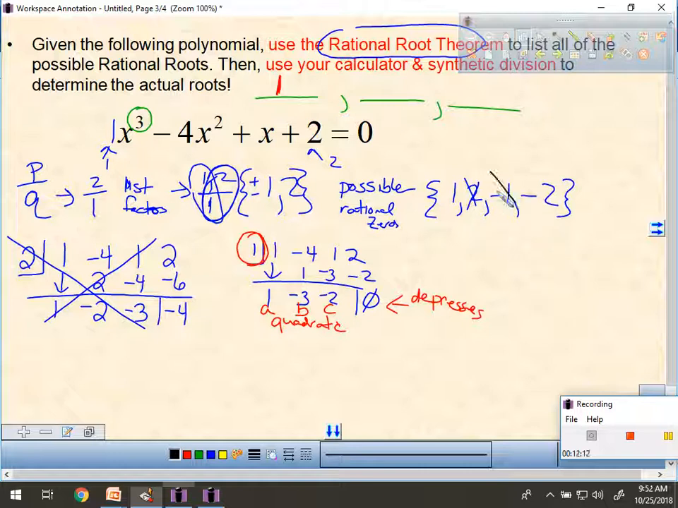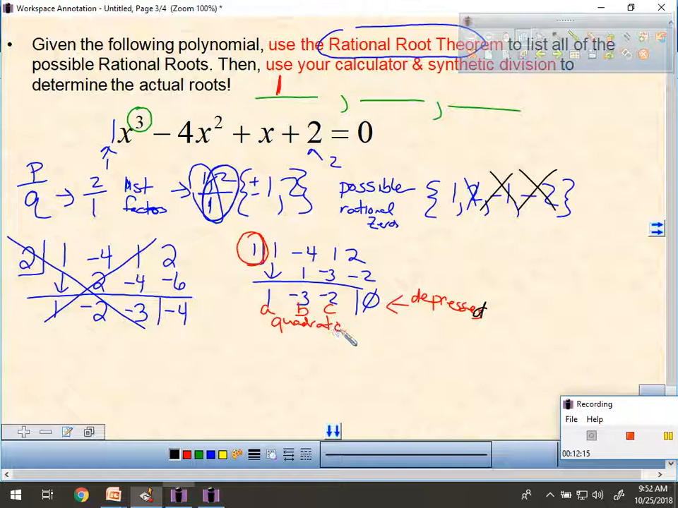A depressed polynomial is a big word in math that says whatever your original polynomial's degree was, a depressed polynomial is always 1 degree less. So we start off with a degree 3, so what's 1 degree less than 3? 2. The depressed polynomial, after you do synthetic division, is a degree 2. And if you remember from 10th grade, degree 2 is a quadratic, which means we can use the quadratic formula on it, with A, B, and C.